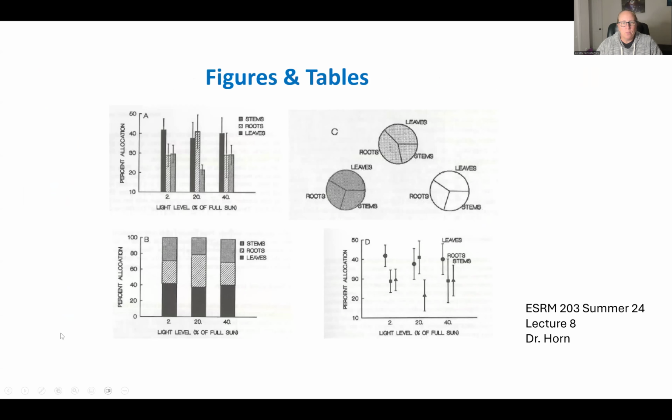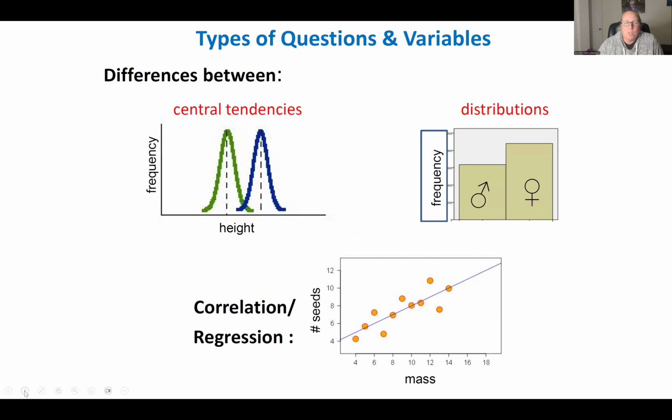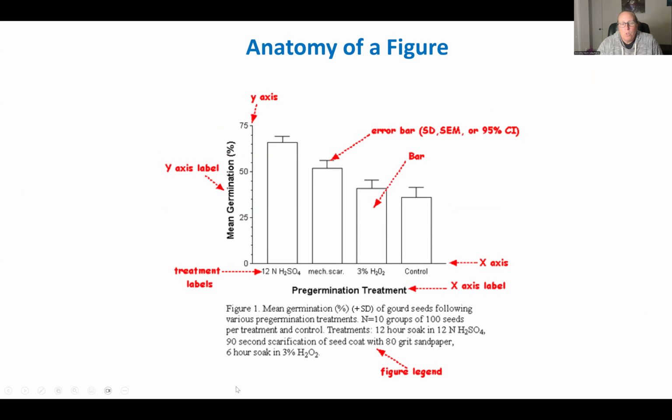Okay, so we've all seen different figures and graphs. You've all looked at papers or charts and whatnot, and we have all kinds of different things that you can make. So we're going to talk about the differences between central tendencies and distributions, as well as correlation and regression graphs. When you look at a figure, I want you to think about these things, right?